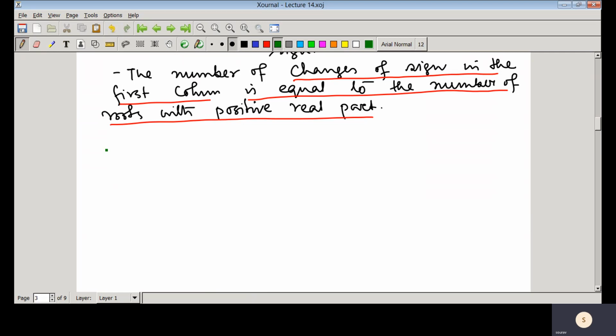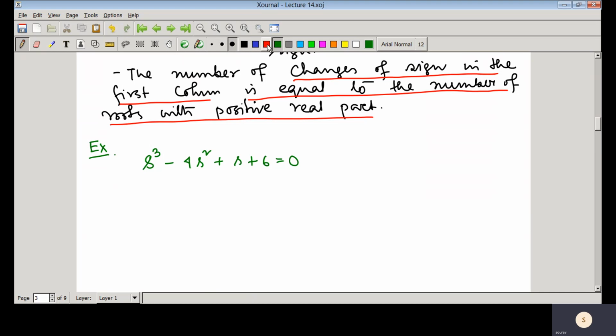So we'll be taking one simple example. Suppose we have a polynomial, say, s cube minus 4s square plus s plus 6 equal to 0. Now the question is, if this is the characteristic equation of a system, then what would be the roots of that characteristic equation? That means the poles of that system.